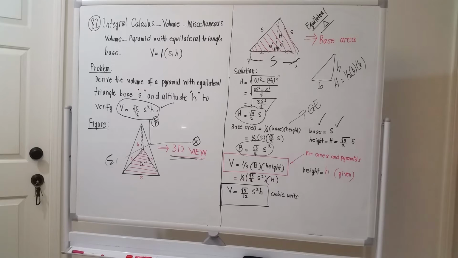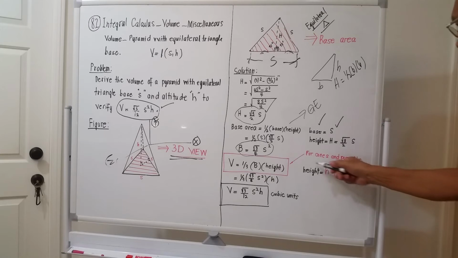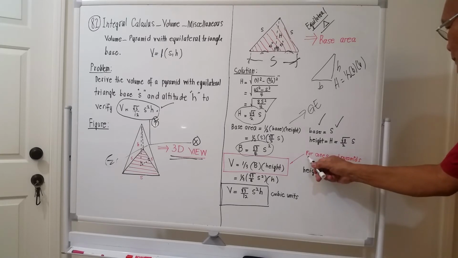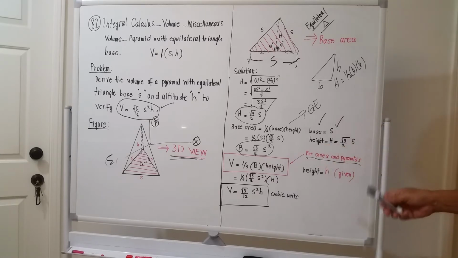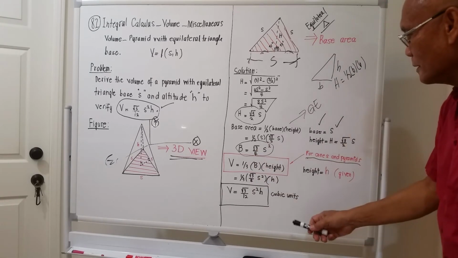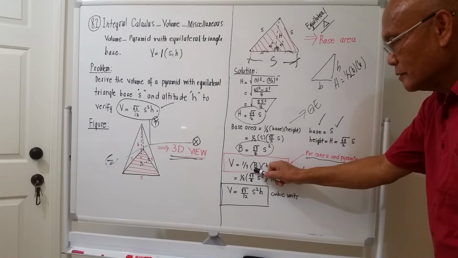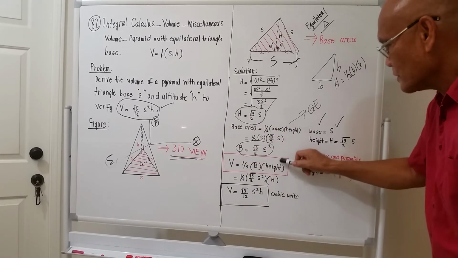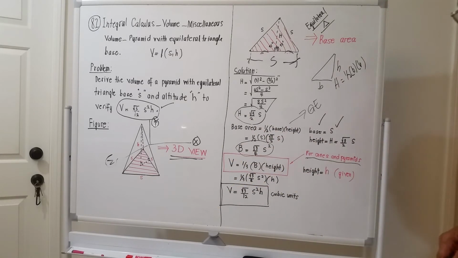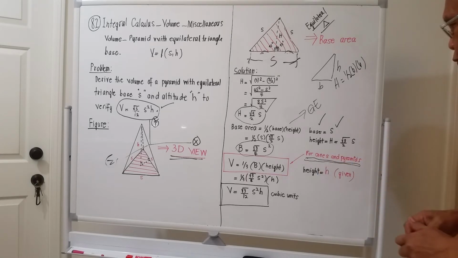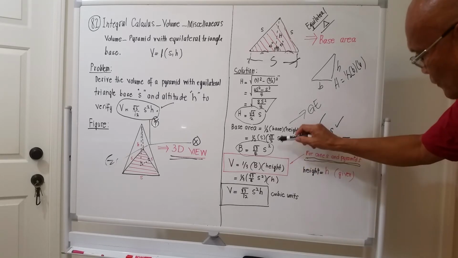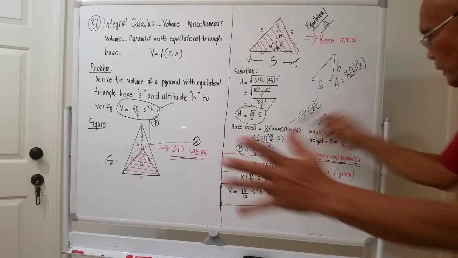Okay, let's try to recall another general equation for cones and pyramids. This has been proven to be correct. For cones and pyramids, the formula for taking the volume is 1/3 the base area of the cone or pyramid times its height. This has been proven in integral calculus. So if we use this proven general equation, we will just substitute values.